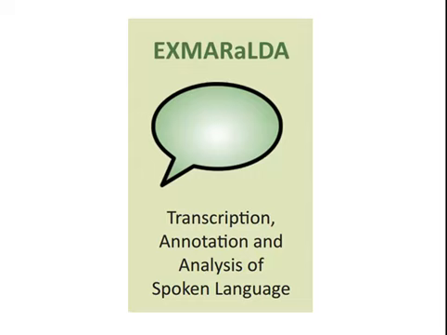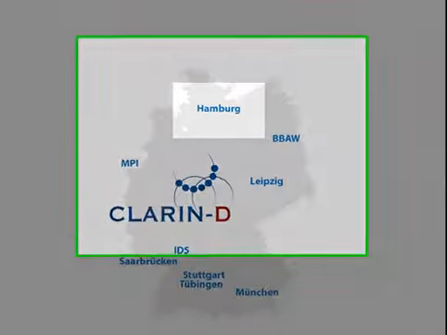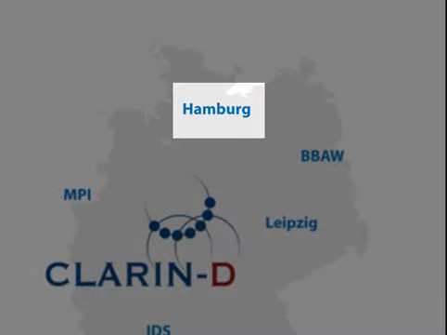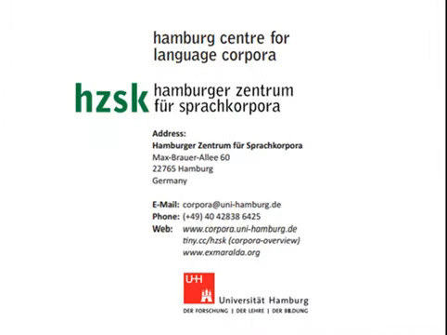The transcriptions you produce with the Esmeralda transcription tool will be interoperable for further processing with tools and data from different centers within the Clarin network. Clarin is an acronym for the Common Language Resources and Technology Infrastructure. This infrastructure aims at providing easy and sustainable access to digital language data for scholars in the humanities and social sciences. Further information on Esmeralda can be found at the Clarin D Center in Hamburg, the Hamburg Center for Language Corpora.